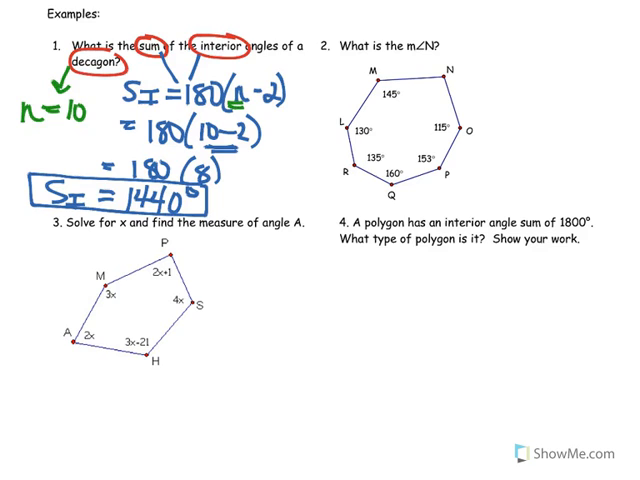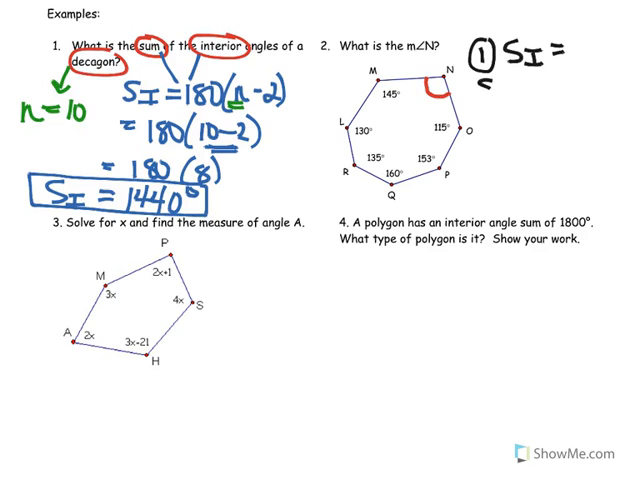Example 2 is only asking for what is the measure of angle n. So I want to know this angle measure right here. Now the tricky part about this problem is it doesn't tell you to calculate this first. But I have one missing angle in a polygon, and I actually know what SI is. I don't know it off the top of my head, but we can figure it out.